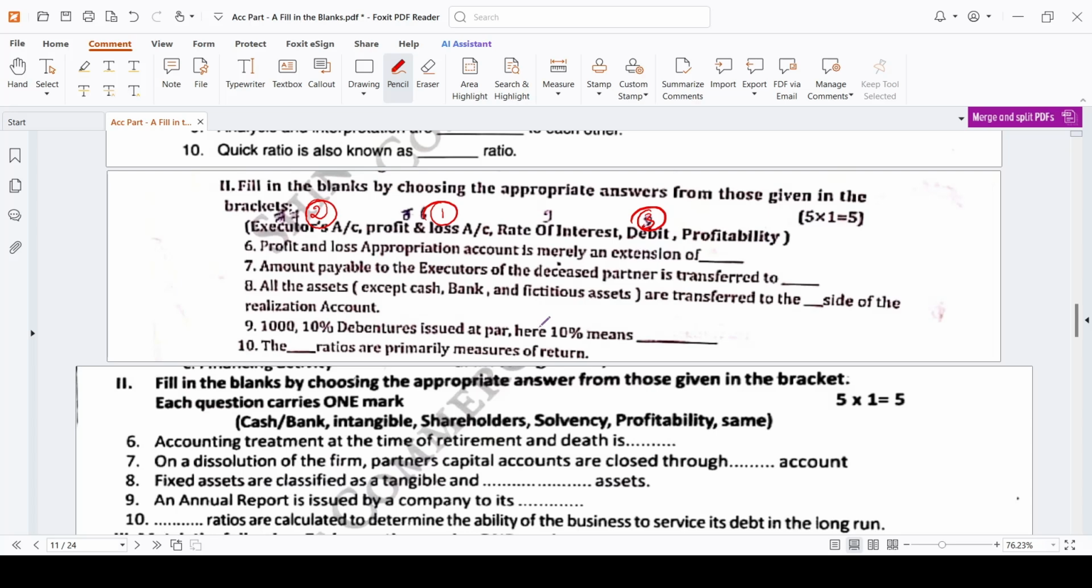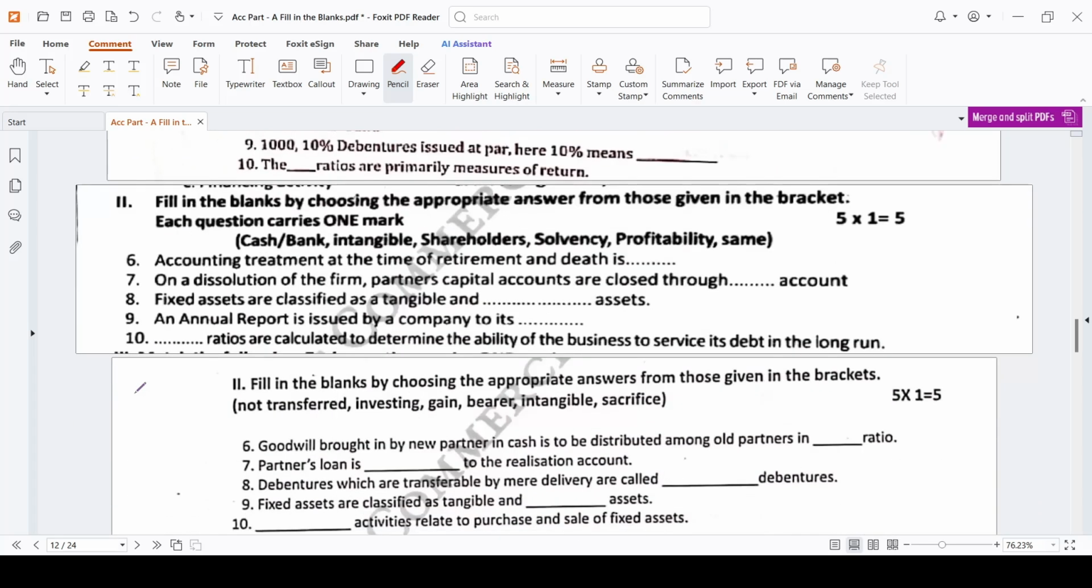10% debentures issued at par. Here 10% means rate of interest. The dash ratios are primarily measures of return, profitability ratios. Next. Accounting treatment at the time of retirement and death is same. In retirement, in death, the accounting treatment will be same.